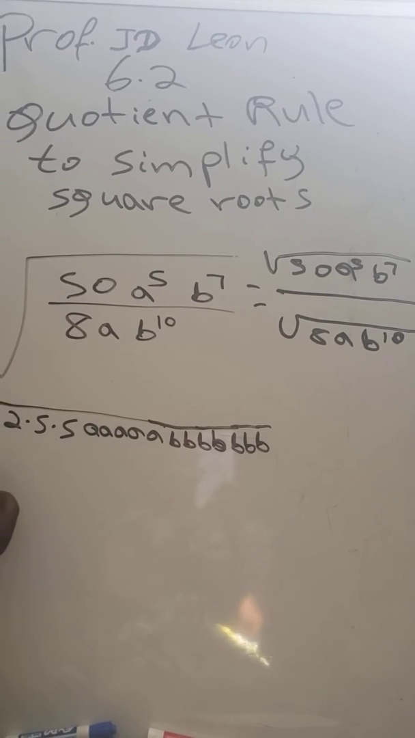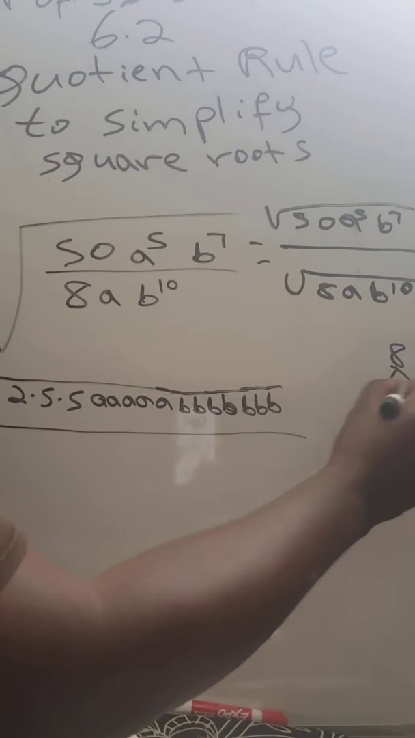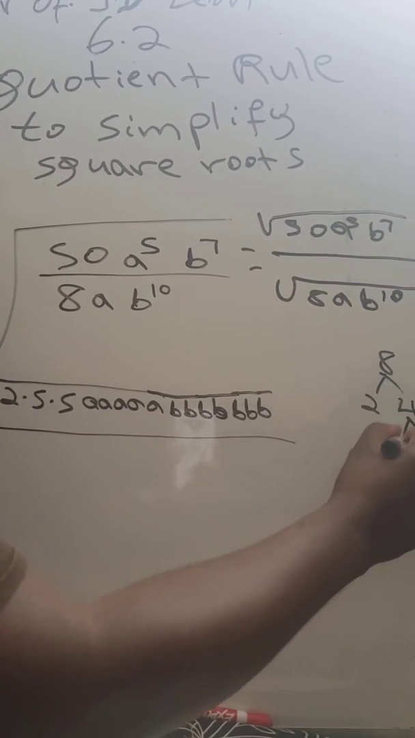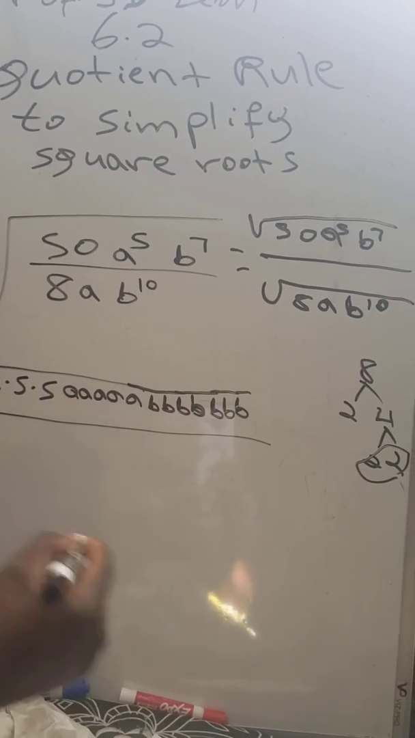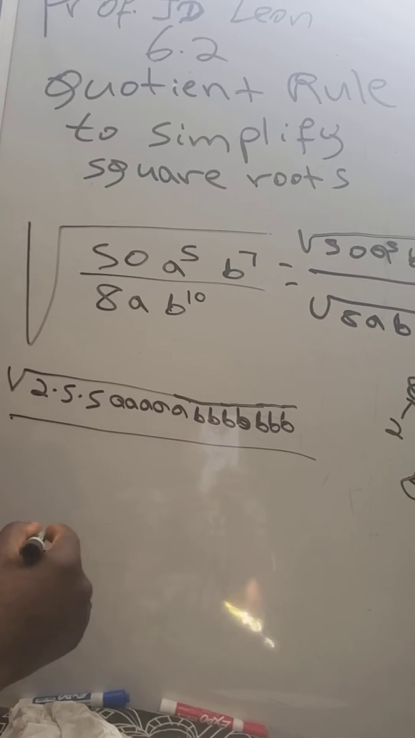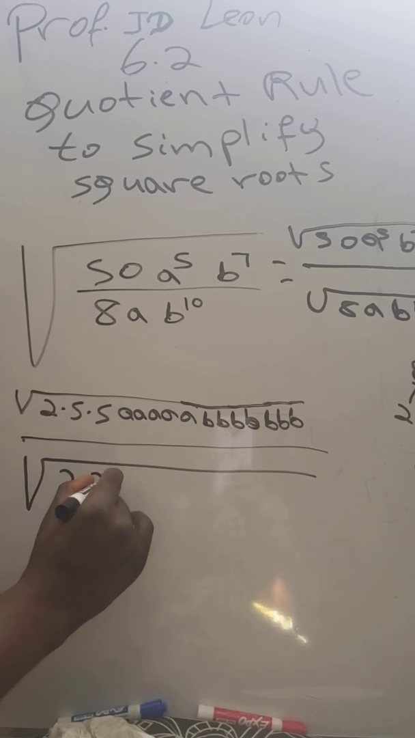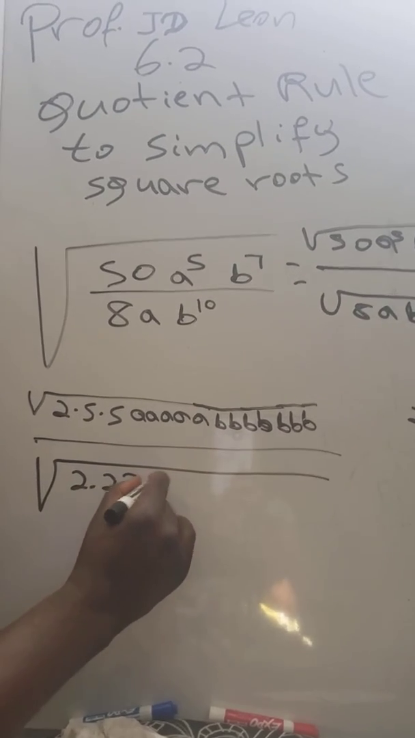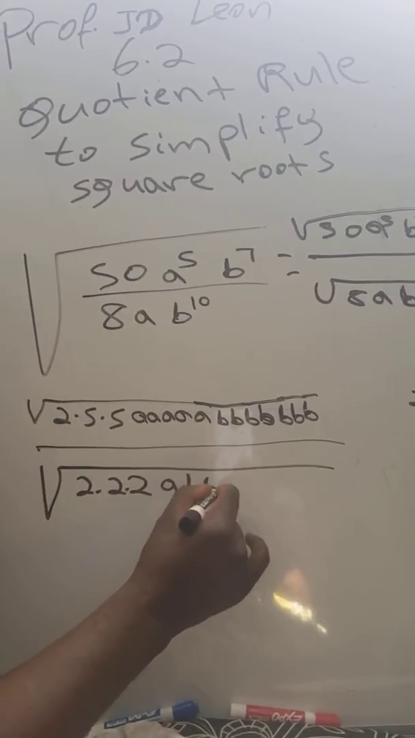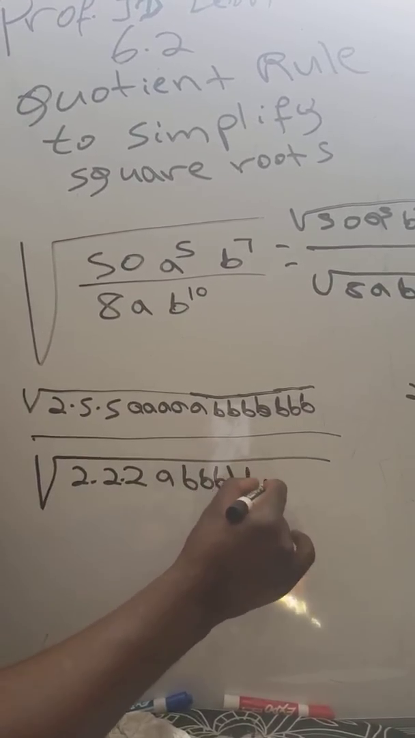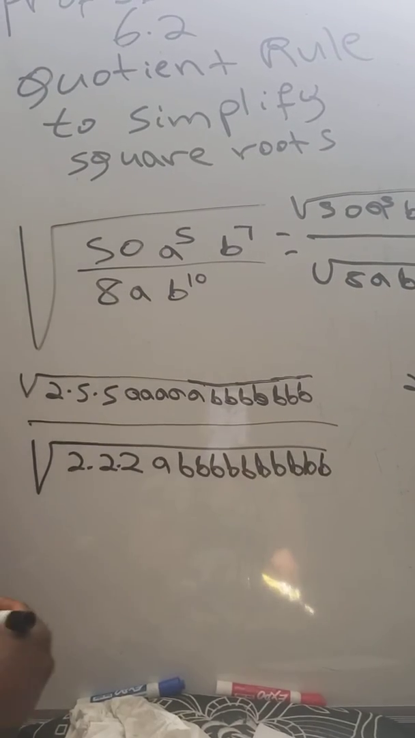That's for the top. The bottom, if you break 8 down, if you do the factor tree for 8, it'll be a 2 and 4, and 2 and 2. So at least you have one pair of 2. There's an extra 2 that will not help you, but you could rewrite this as the square root of 2 times 2 times 2. That's 8. And then just a, because that's all you have, and then b ten times, so that's b to the 10th power.